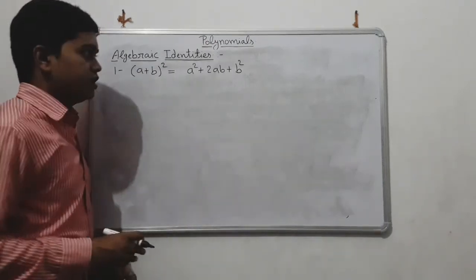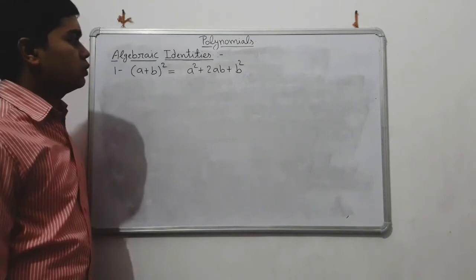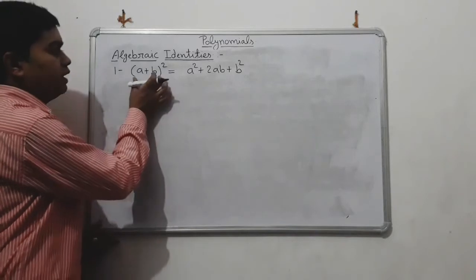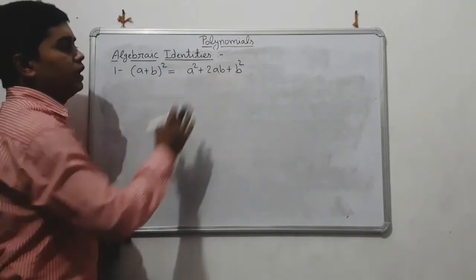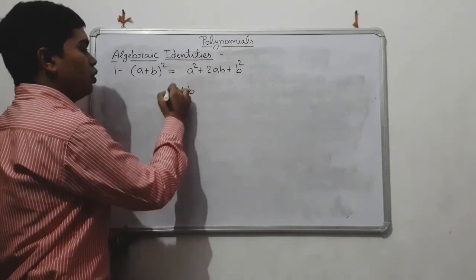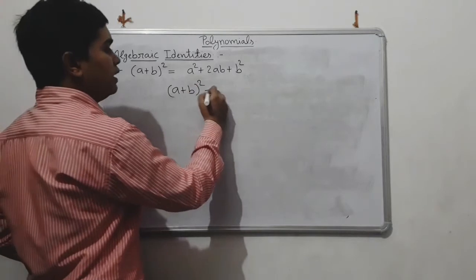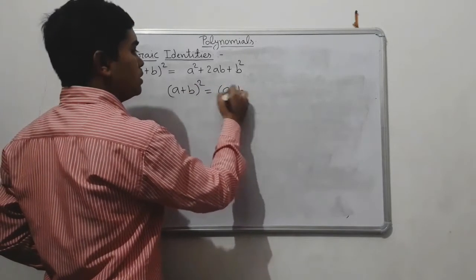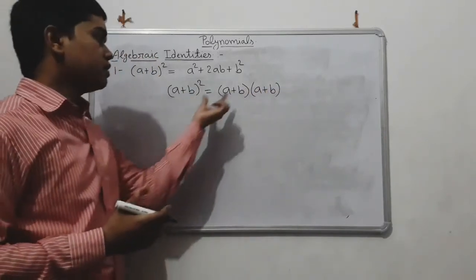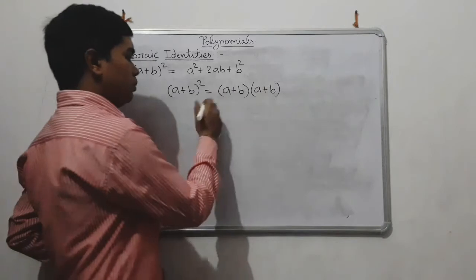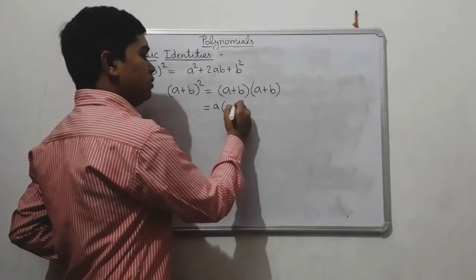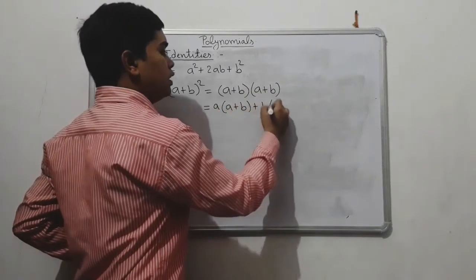Children, see here we have the first identity: (a plus b) whole square is equal to a square plus 2ab plus b square. So how can you prove that? See (a plus b) whole square. For this what can you write? You can write (a plus b) into (a plus b), because here we have a whole square. So whole square means (a plus b) into (a plus b). Now multiply. So a into (a plus b), then plus b into (a plus b).